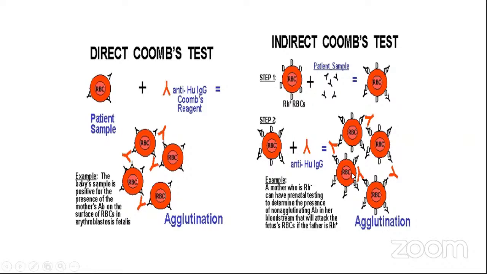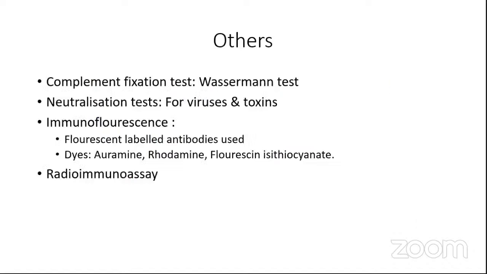So this will cause agglutination, and this is called the indirect Coombs test. That is about the Coombs test, which detects incomplete antibodies. And the other reactions are the complement fixation test, which is classically exemplified by Wassermann's test, which is also used for diagnosis of syphilis, and the neutralization test, which is used for identifying the presence of viruses and toxins.